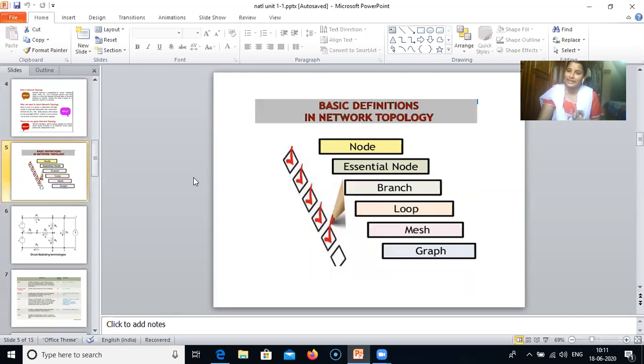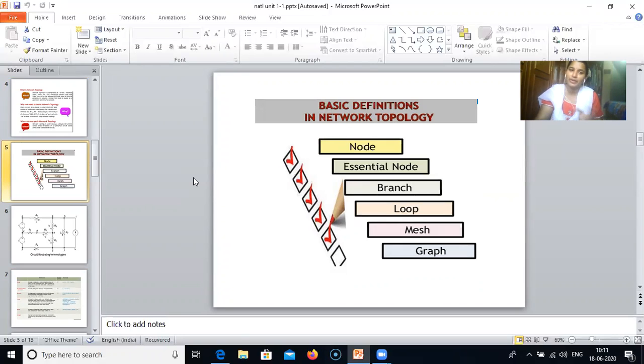Okay, so what are the basic definitions in network topology? What is a node? What is an essential node? What is a branch, loop, mesh, and graph? Okay, these are all the basic definitions. So first we'll see what is a node. A node means two or more branches are intersected at a point. That point is called the node.